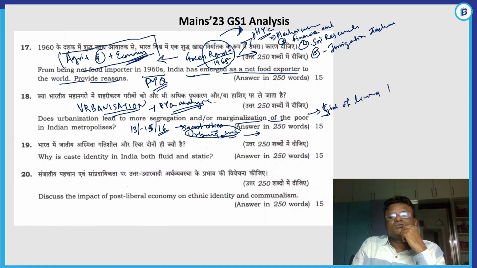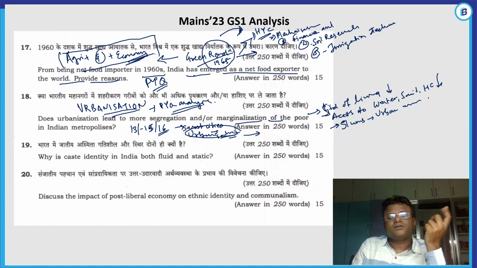Standard of living is poor, access to sanitation, water, healthcare might be less because of the crowded spaces. Segregation automatically happens because the marginalized people tend to live together. Development of slums in the urban areas, all these effects, I think, are fairly easy to imagine and write about even if you have not read about it.